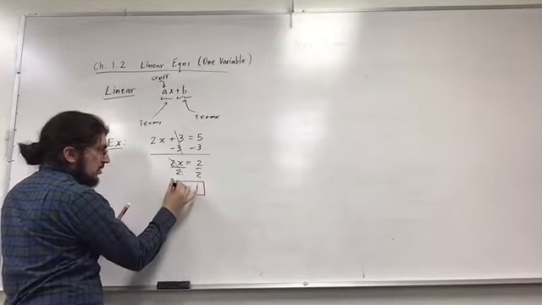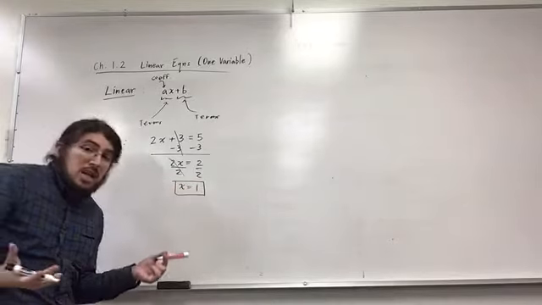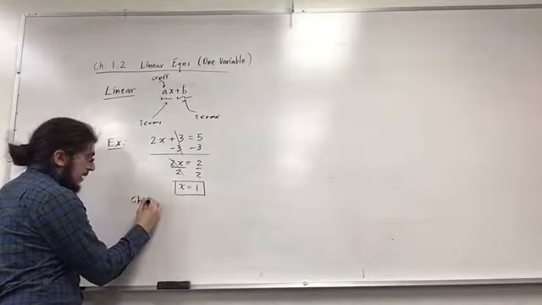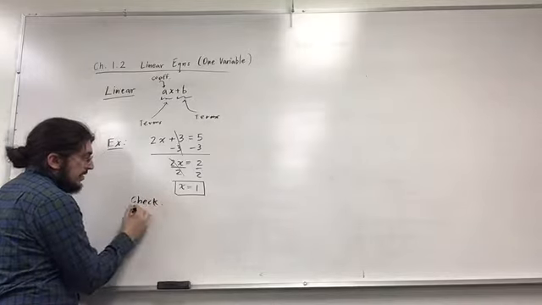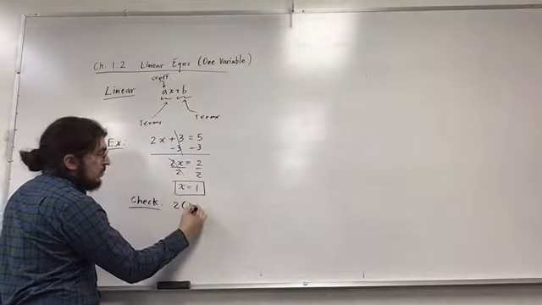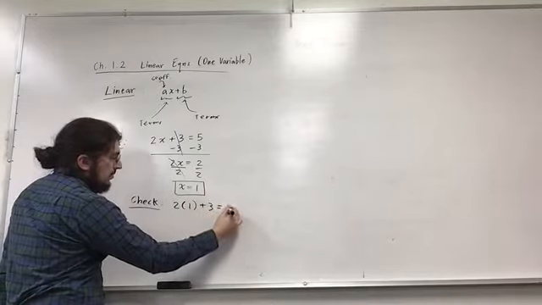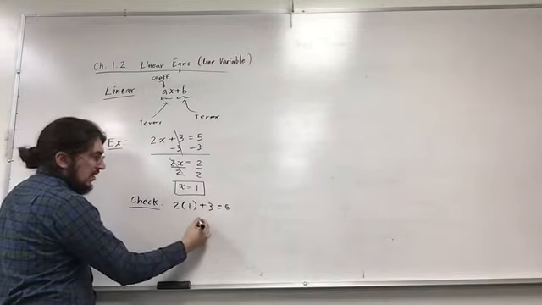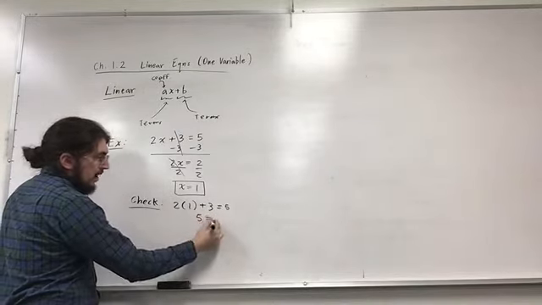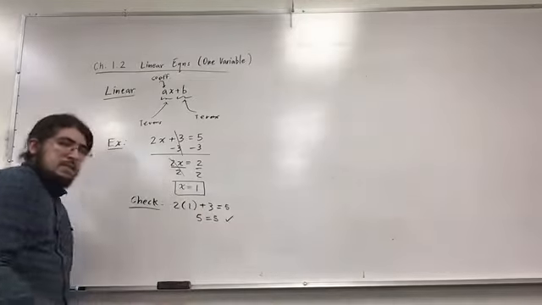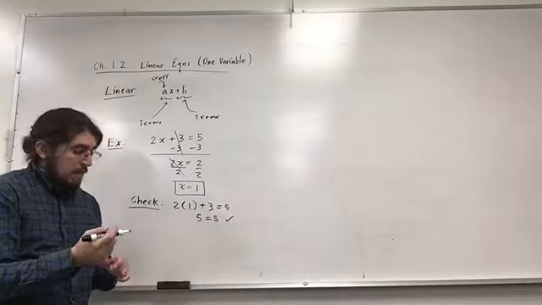That's our supposed solution. But we can actually check that it works by plugging it back into the original equation. So you get 2 times 1 plus 3 is equal to 5. If you simplify things on the left, you'll get 5 is equal to 5. And we get the same number on each side, so the equation has been satisfied.